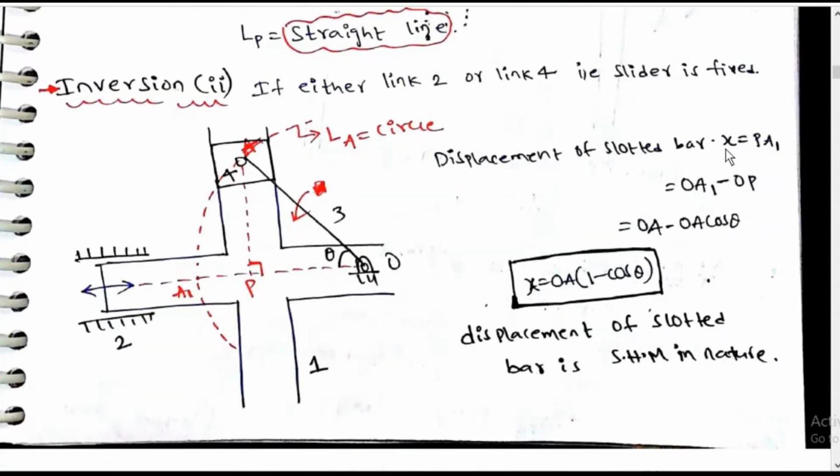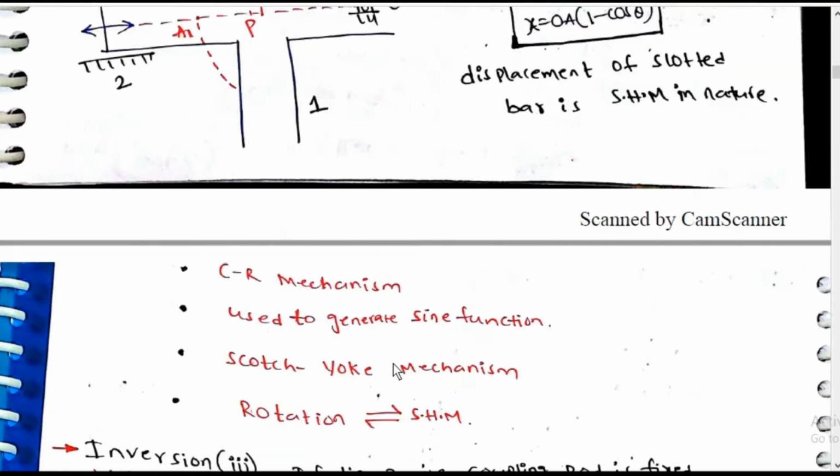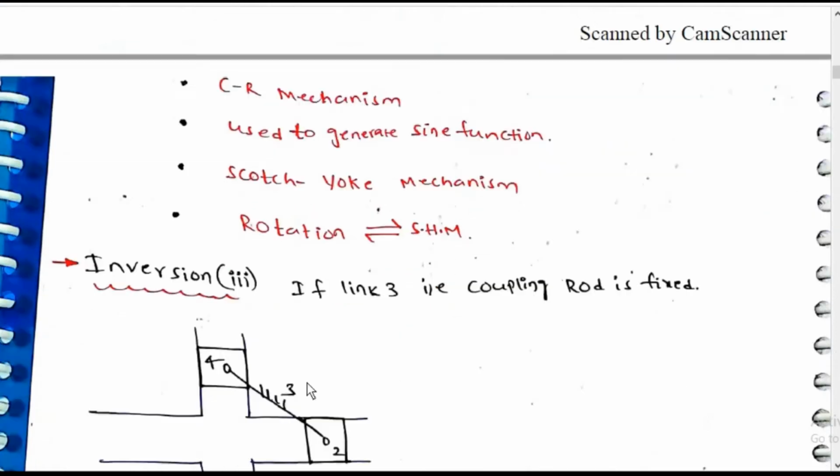Displacement of slotted bar, x, is equal to P1A1, which is OA1 minus OP, which is OA minus OA cos theta. So x is equal to OA into (1 minus cos theta). Displacement of slotted bar is SHM in nature. Crank rocker mechanism is used to generate sine functions. Scotch-Yoke mechanism converts rotation to SHM.